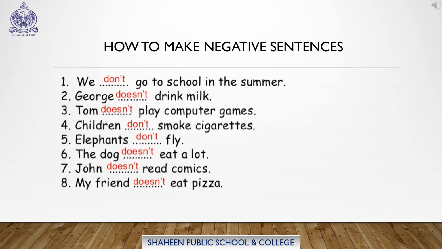For example, we don't go to school in summer. Here, we is a plural subject, that's why we are using do not. And George does not drink milk. Here, George is a singular subject, that's why we are using does not drink milk.